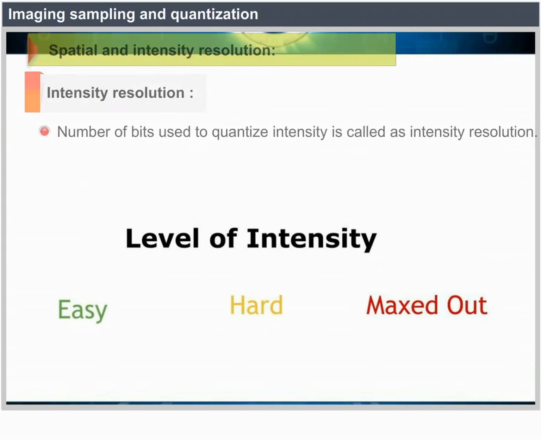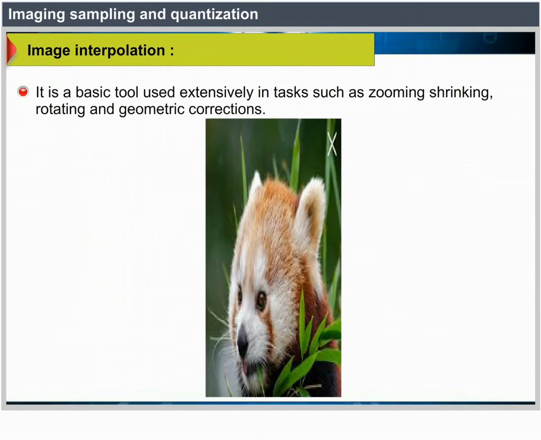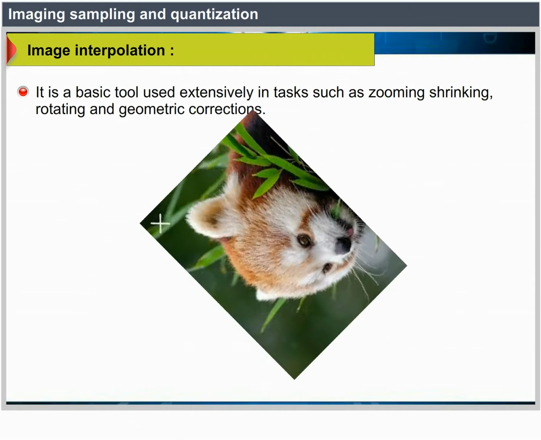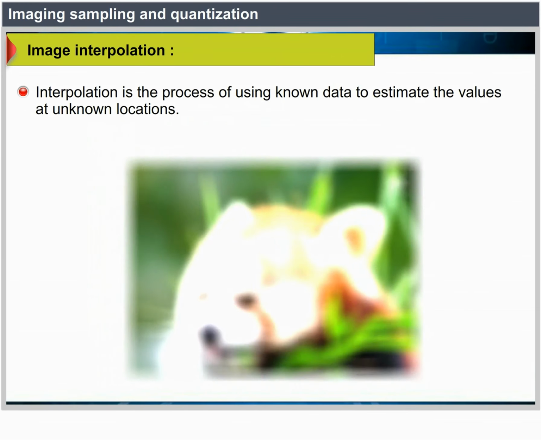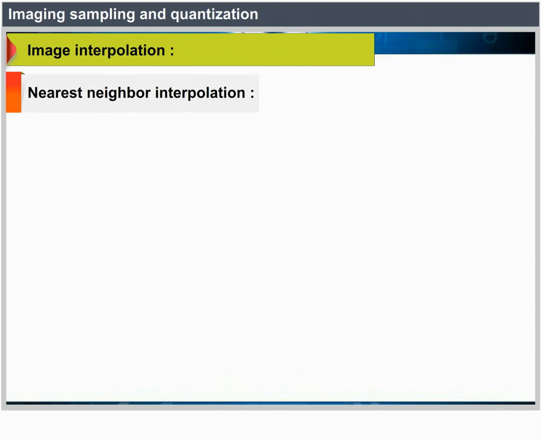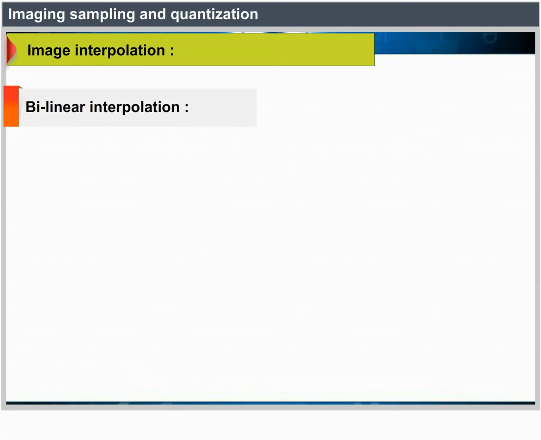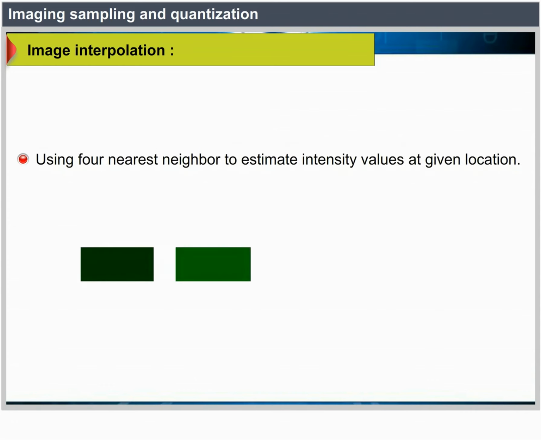Image interpolation. It is a basic tool used extensively in tasks such as zooming, shrinking, rotating, and geometric corrections. Interpolation is the process of using known data to estimate values at unknown locations. Nearest neighbor interpolation assigns each new location the intensity of its nearest neighbor in the original image. Bilinear interpolation uses the 4 nearest neighbors to estimate the intensity value at a given location.